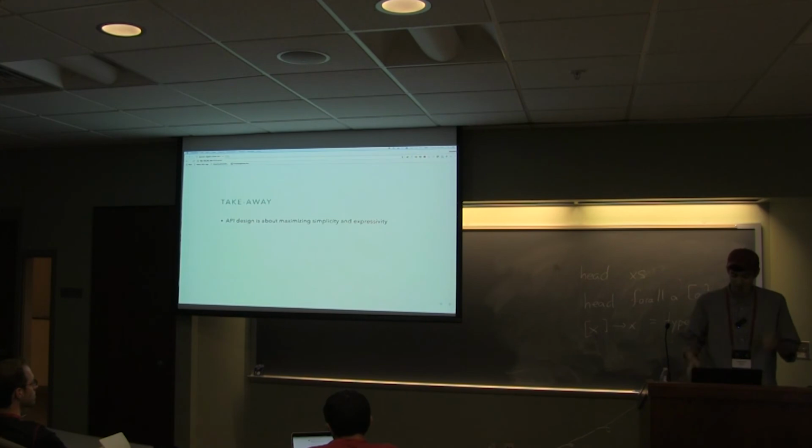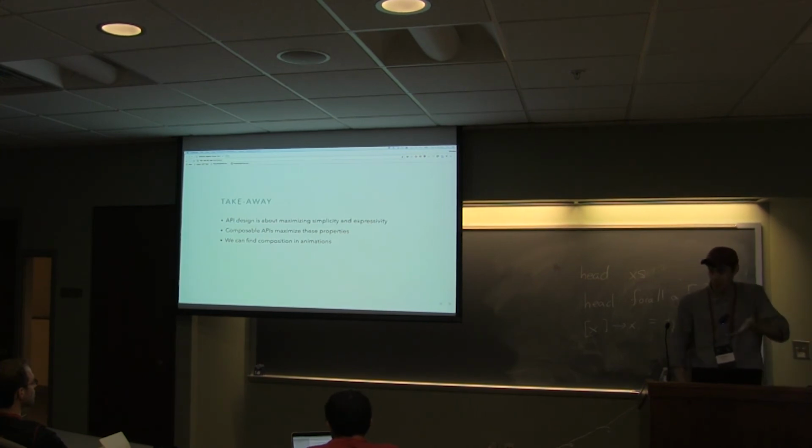I hopefully motivated that enough. And you can build the cool timeline view. Composable APIs maximize these properties, I would say. And we can find composition in animations. And moreover, if you're building any sort of library, I think it helps if most of the time you can find some form of composition if you think really hard.